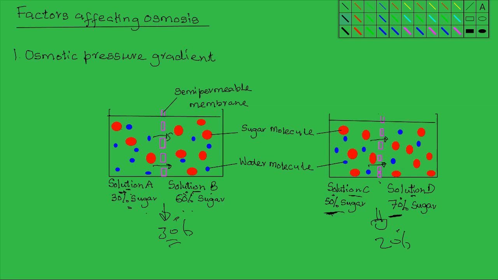The second factor that affects the rate of osmosis is temperature.